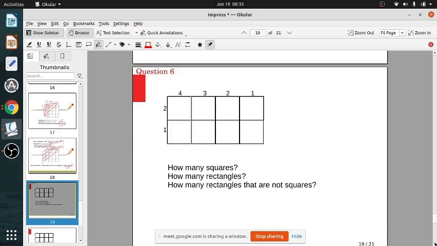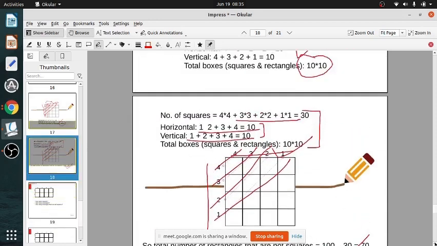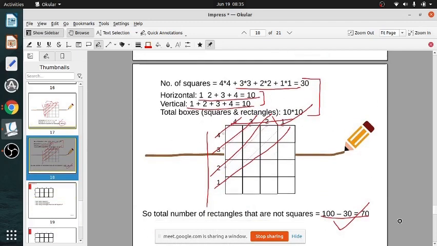What is the final answer in the last question? Which one, beta? That depends on the question you're asked. If you're asked only squares, then this is the answer. If you're asked the total number of boxes, squares and rectangles, then 100 is the answer.